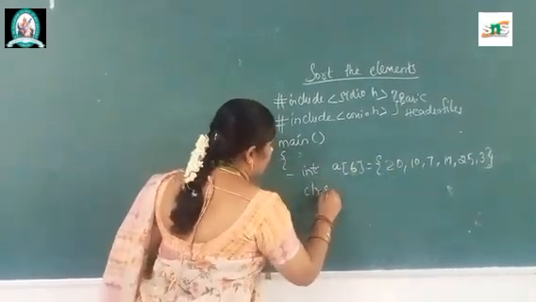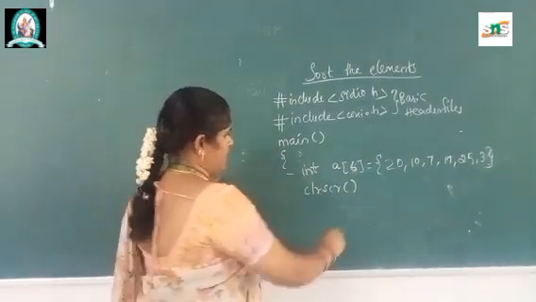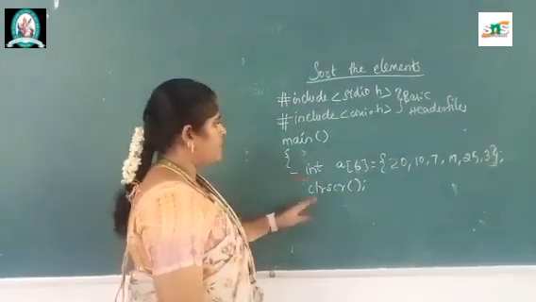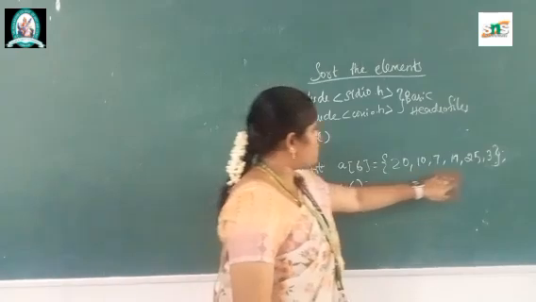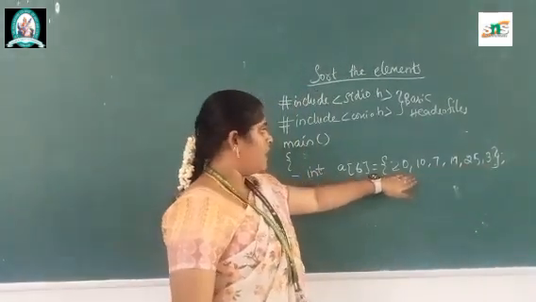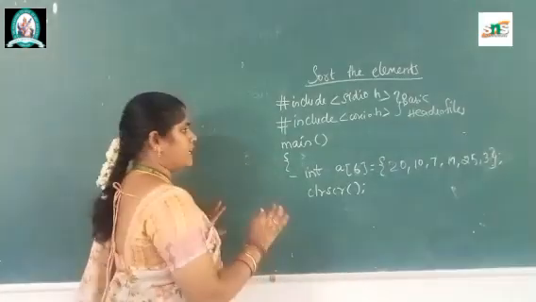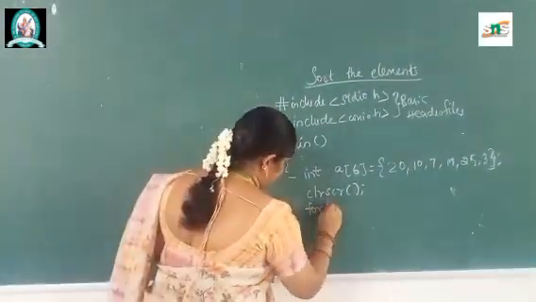Next, I want to clear the previous screen. That's why I mentioned clear screen. Always it must be terminated with a semicolon. Next, I want to check all the elements present in the array, and they must be sorted in ascending order. For that, I am using the looping concept, the for loop.